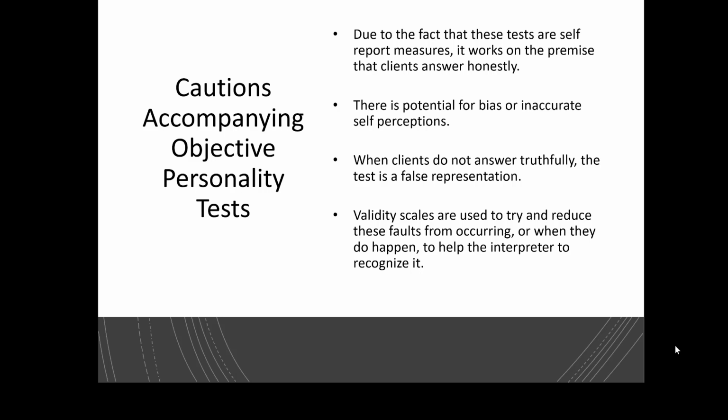There are cautions accompanying objective personality tests. Due to the fact that these tests are self-report measures, they work on the premise that clients will answer honestly. There is potential for bias or inaccurate self-perceptions. When clients do not answer truthfully, the test is a false representation. Validity scales are used to try to reduce these faults from occurring, or when they do happen, to help the interpreter to recognize it.